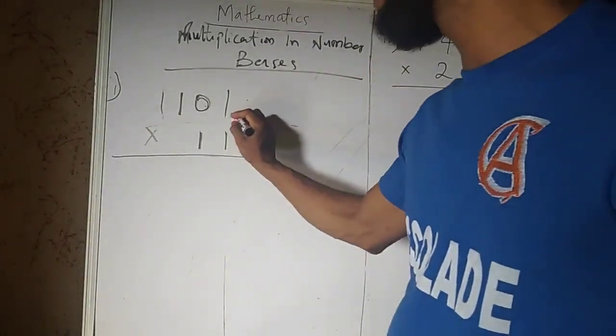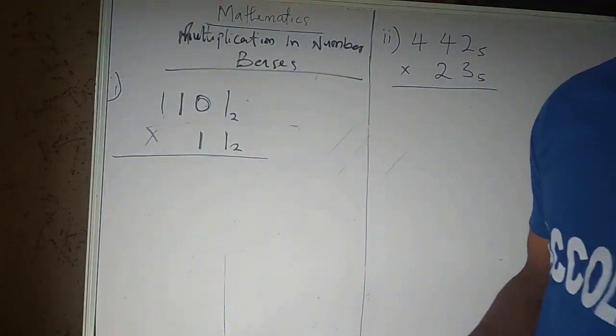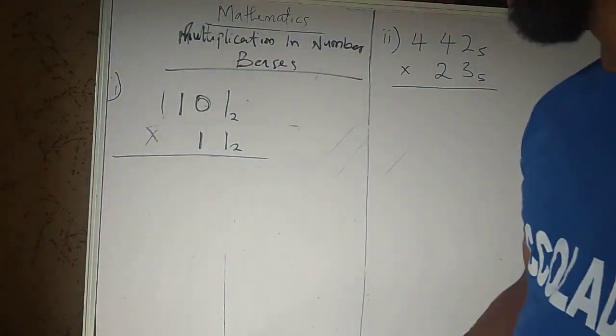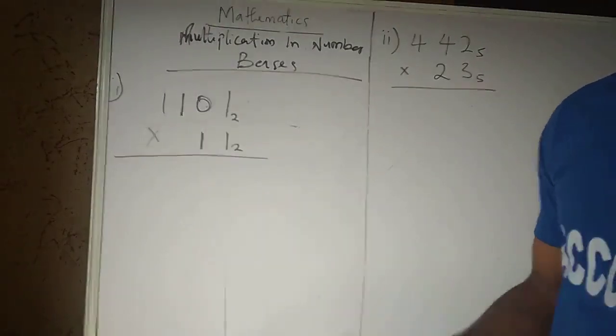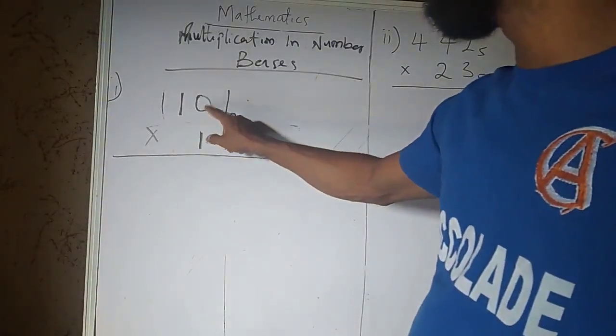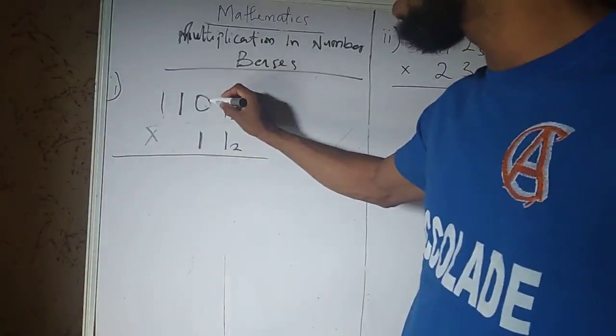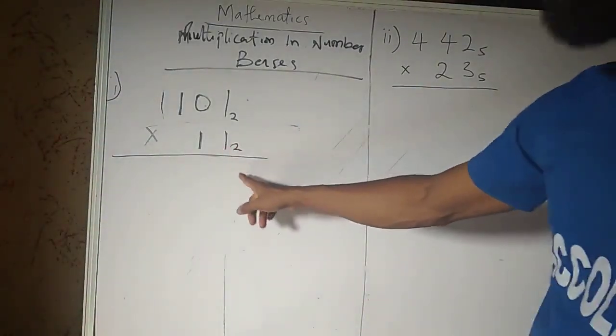For instance, let's say we're multiplying in base 2. It's not so much different from doing a normal multiplication. All you need to do is convert every result of your multiplication to base 2. That's all you need to do to get along with this.